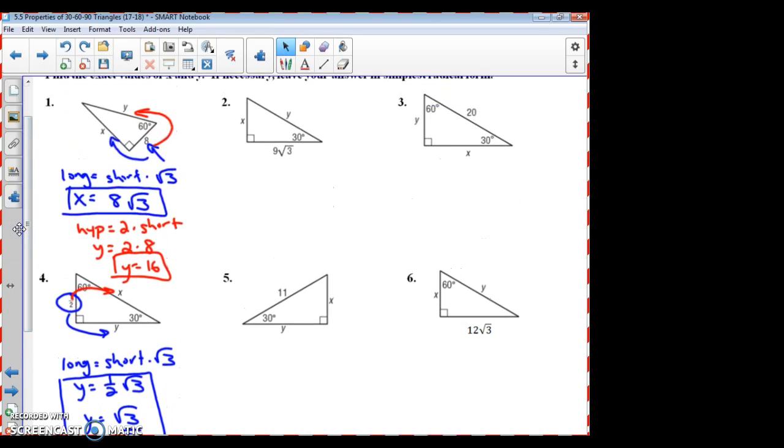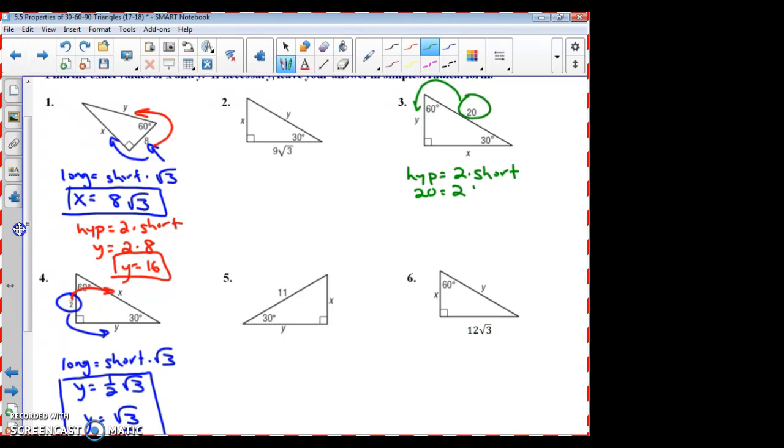Trying question 3, we know the hypotenuse. We do not know the short leg, so we're going to find that first. Again, we know there's a relationship. The hypotenuse is 2 times the short side. The hypotenuse being 20 and the short side being unknown, or y, we can undo multiplication by dividing. And so the length of the short side turns out to be 10.